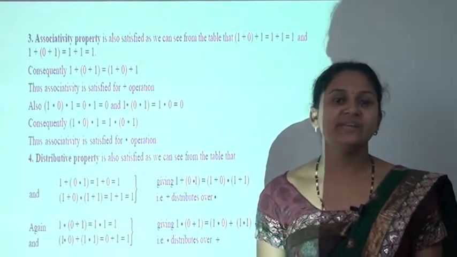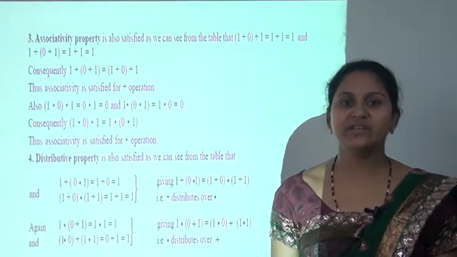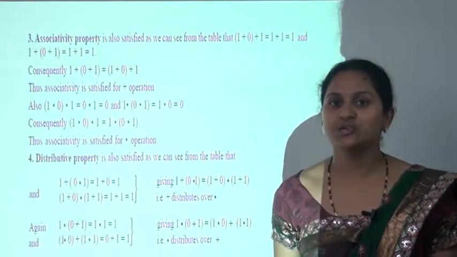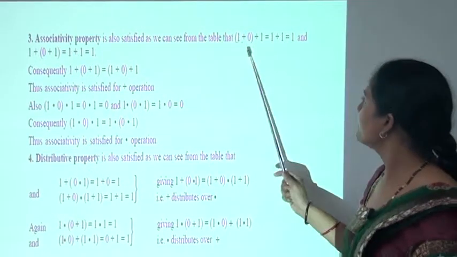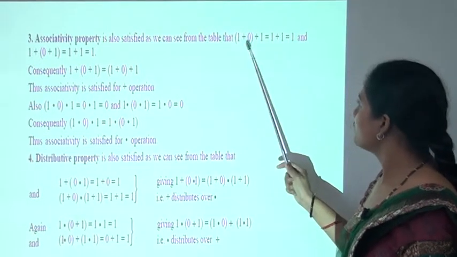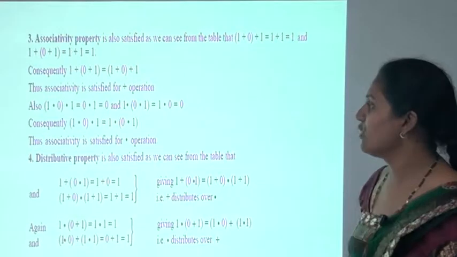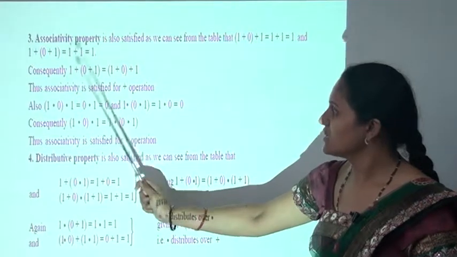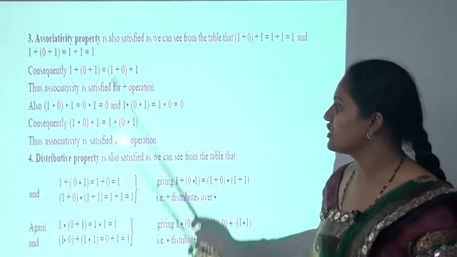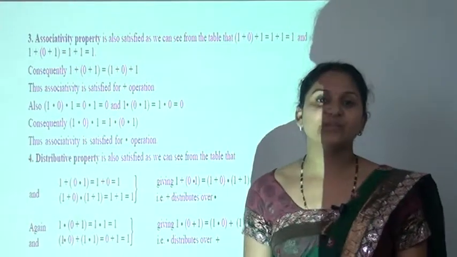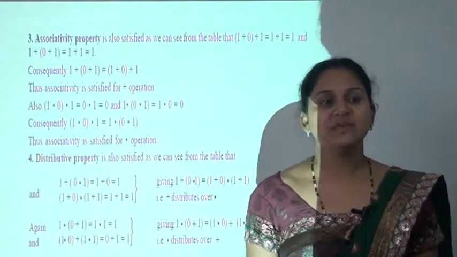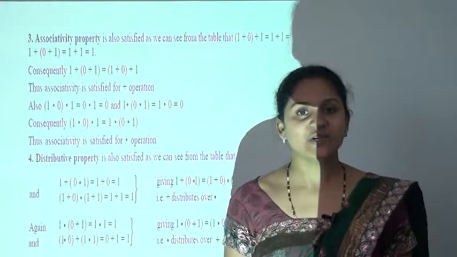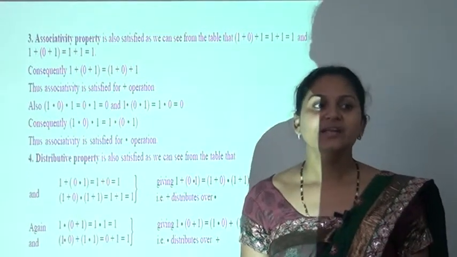Next, the associativity property. For associativity we need three elements. Here only two elements are present, 0 and 1, so you can take another element, 0 or 1. For addition, 1 plus 0 plus 1 equals 1 plus 1, and this equals 1. Same here, 0 plus 1, that is 1 plus 1 equals 1. Consequently these two values are equal. This satisfies the associativity property of addition. Similarly we have shown it for multiplication. So the associativity property is satisfied for addition and multiplication.